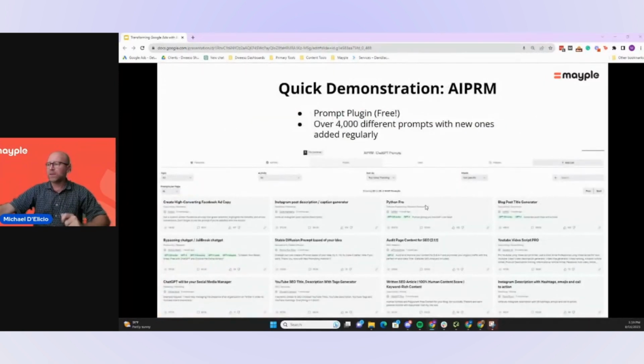One that has been kind of an open source model that has really been useful for our team is AIPRM. This is a tool that has, at this point, over 4,000 different prompts. So basically, when I'm talking about prompt creation, if you click on one of these, it will generate a prompt for you based on what the description is and what they're talking about. So in this case, they're saying create high converting Facebook ad copy. This will allow you to do this.